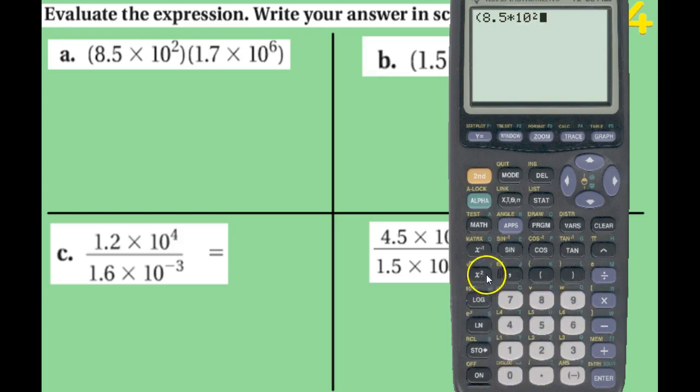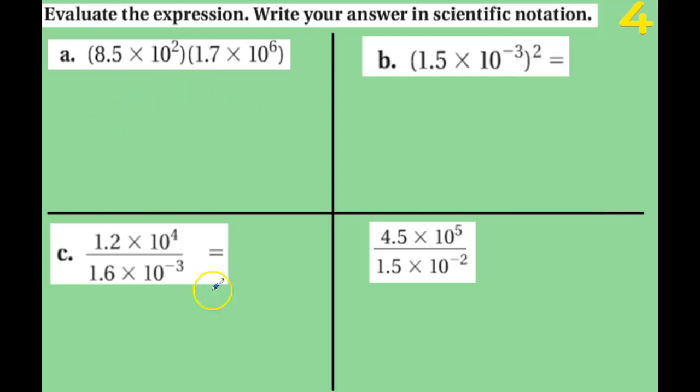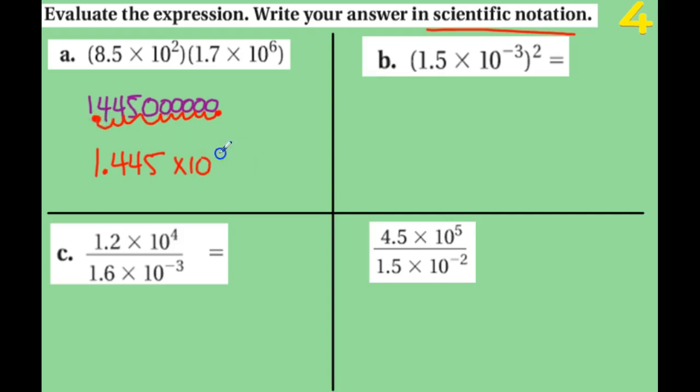I'm going to just simply plug it all in, just like it says, parentheses 8.5 times 10. Now, you can use the power of 2 button if you want, or the up arrow to get to power of 2, and the parentheses, and then 1.7 times 10 to the power of 6, and I get, whoa, that's a big number there. We have 1445, and 1, 2, 3, 4, 5, 6 zeros. So if we convert this to scientific notation, because it says write your answer in scientific notation, we need 1.445. And we multiply by 10, 1, 2, 3, 4, 5, 6, 7, 8, 9 times to get right there. So if this was multiple choice, that would be the one you would pick.